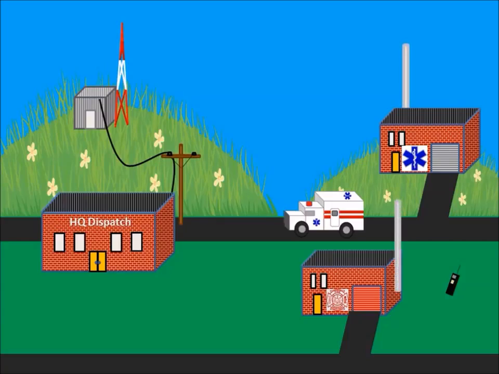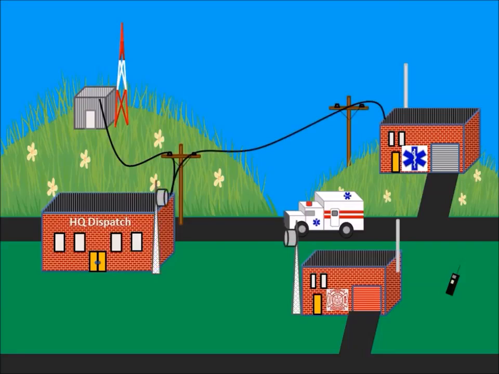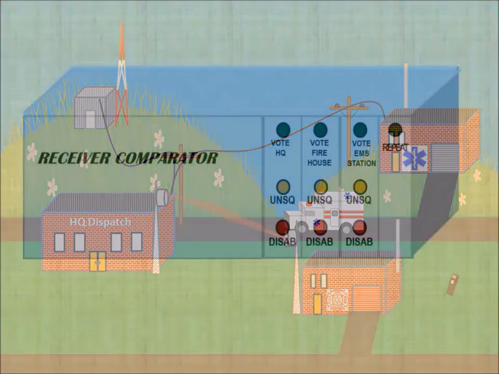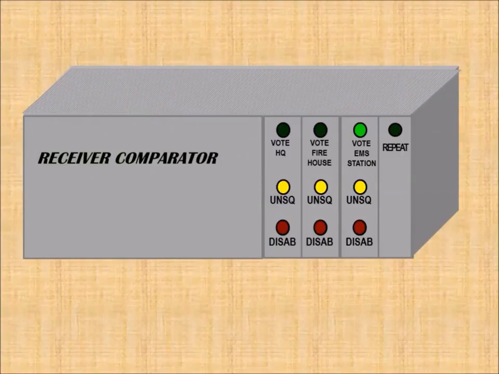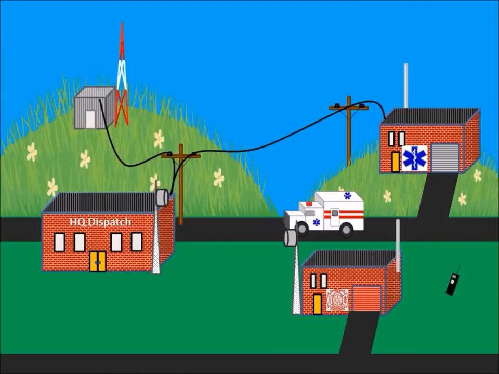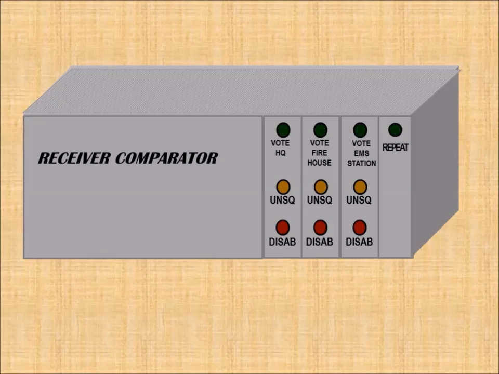By adding additional receivers. These voting receivers are then connected back to a comparator, a device that monitors the quality of each receiver and then provides the best selected audio, also known as voted audio, to the dispatcher. Once in operation, received signals may be received by one, a few, or all of the receivers. The comparator will provide the best received signal to the dispatcher.